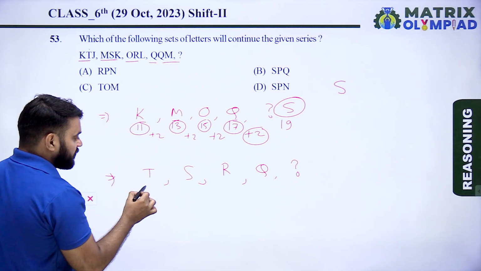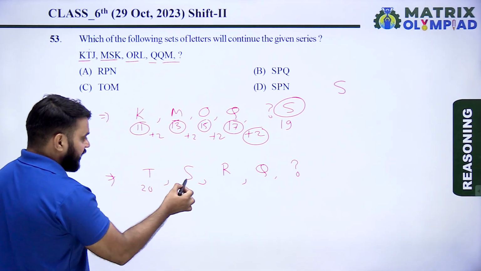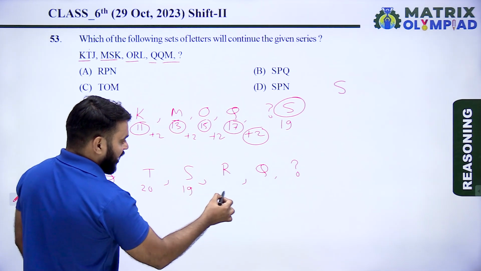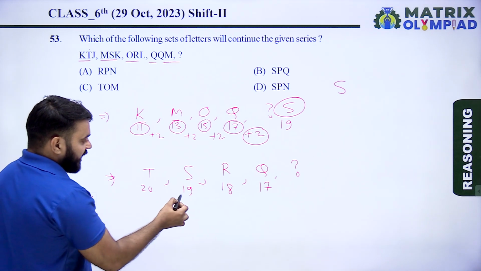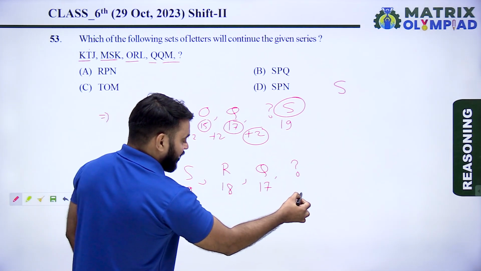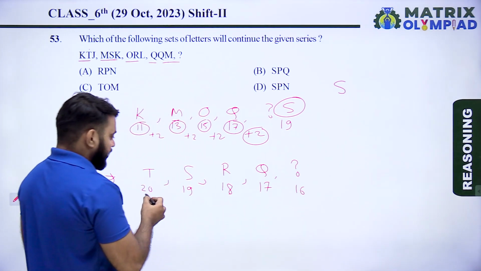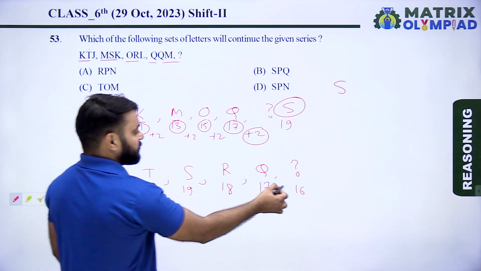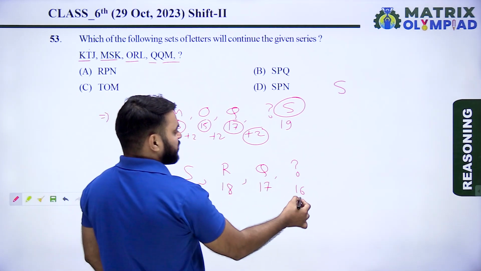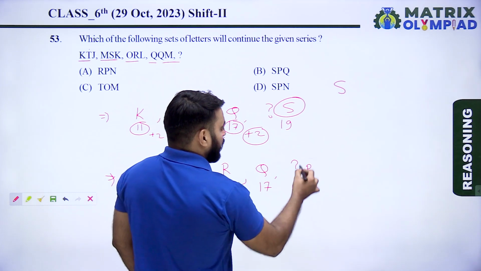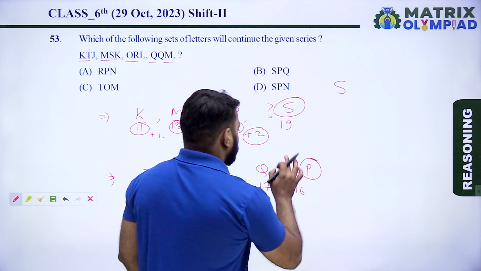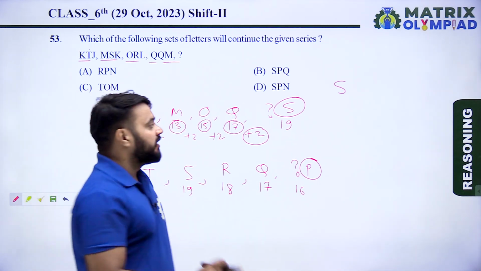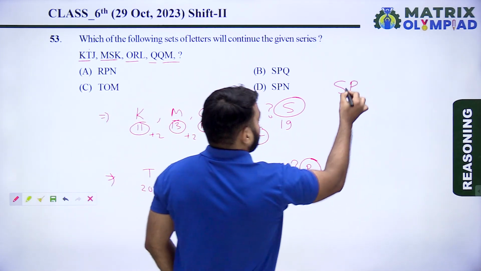The position of T in the English alphabet is 20. S means 19, R means 18, Q means 17. So the pattern is 20, 19, 18, 17, and similarly the next is 16, -1, -1, -1, -1. Now next is -1, so 16. 16 means P. The position of P in the English alphabet is 16. So the second letter of the missing term is P.